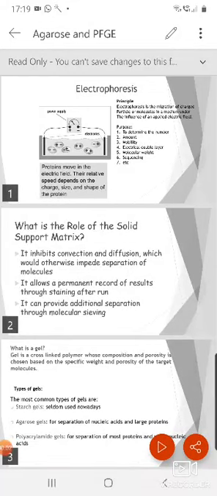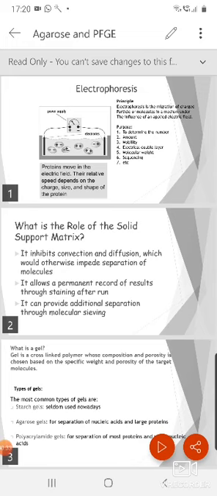Good morning, students. We are going to discuss electrophoresis, the topic I had already started in class. For those who were present, I have already given the introduction and the principle. I have defined how to measure the velocity of the electrophoresing particle, and then the factors affecting electrophoresis. So today we will start with different types of electrophoresis.